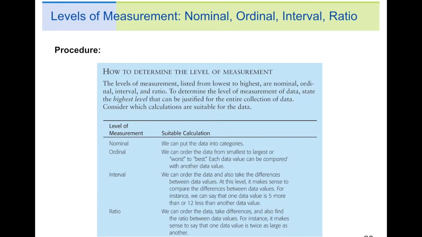Just a procedure here. Nominal, putting things into categories. Ordinal, you're just ordering from worst to best. Interval is continuous. At this level, it makes sense to compare differences. And ratio, you can compare differences, but you can also compare ratios, and making sure you have a true 0.